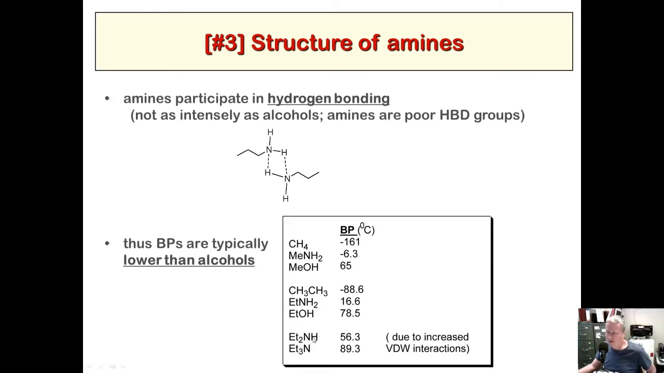And then how about diethylamine versus triethylamine? We see an increase in boiling point, and that's due to van der Waals interactions, because you have more of these ethyl groups around. Okay.